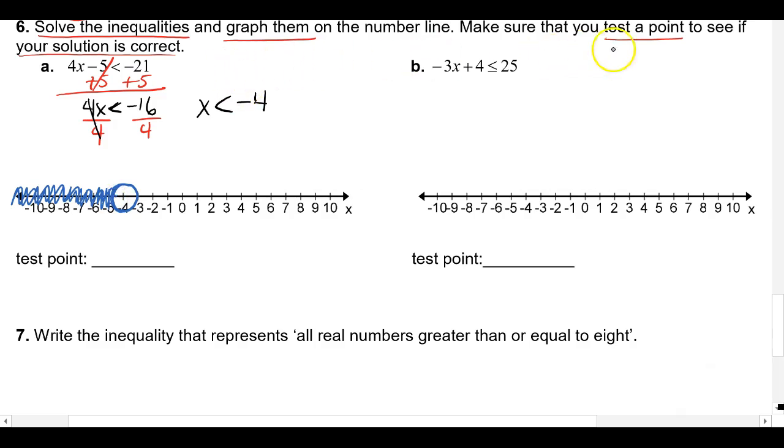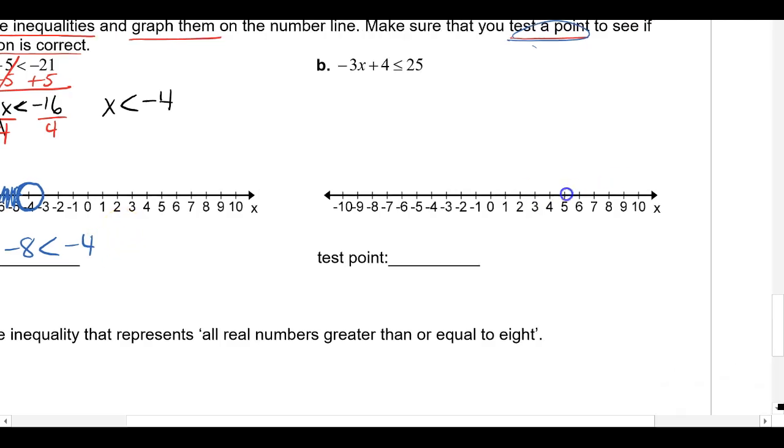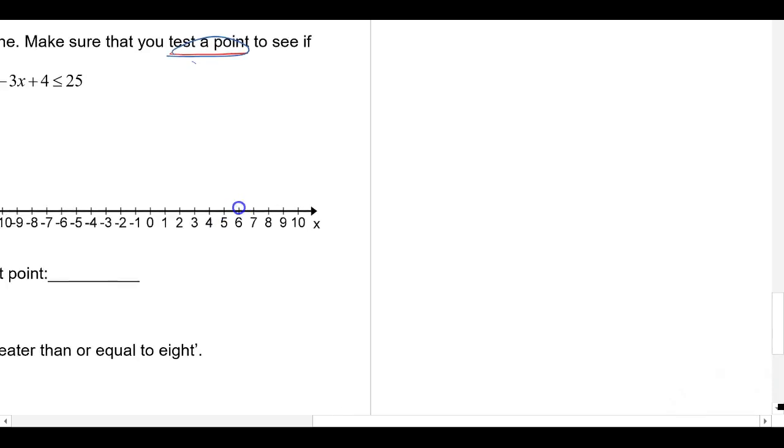Okay, and now we need to, remember, pick a test point to make sure that our solution's good. Okay, so let's go ahead and pick a point somewhere in this shade. I'll pick negative 8 and plug it in. And then we say to ourselves, is negative 8 less than negative 4? Yes, it is. Because as we go in the more and more negative direction, those numbers kind of get bigger. But they are considered smaller because they're more negative. Okay, so that does work.